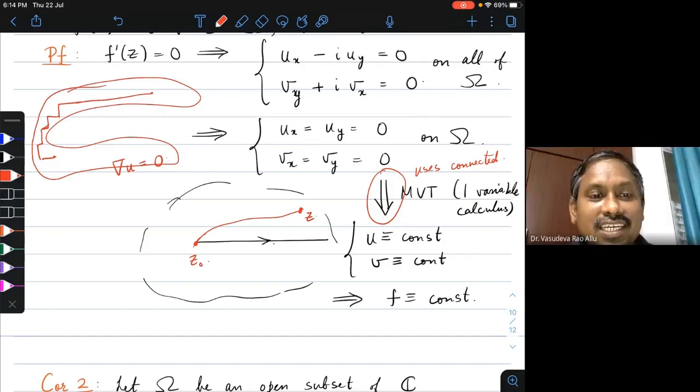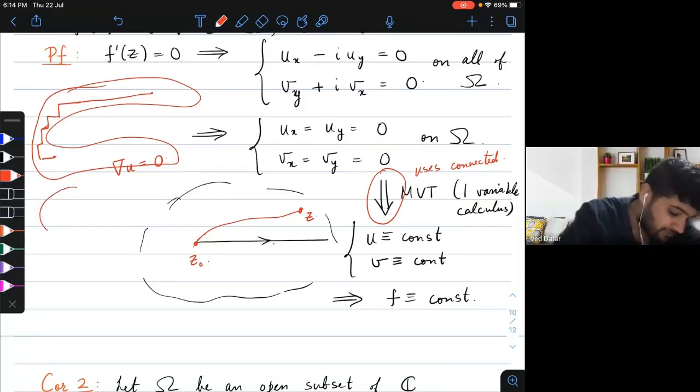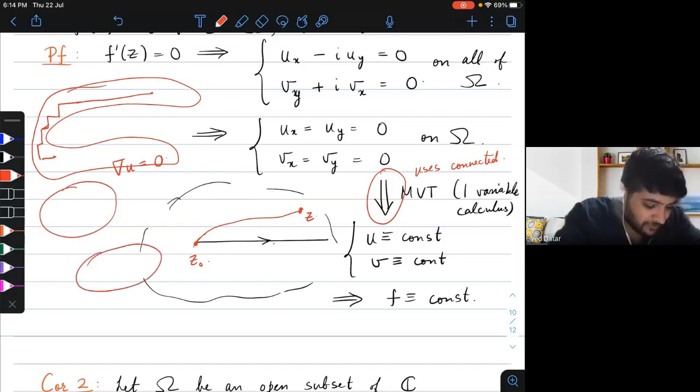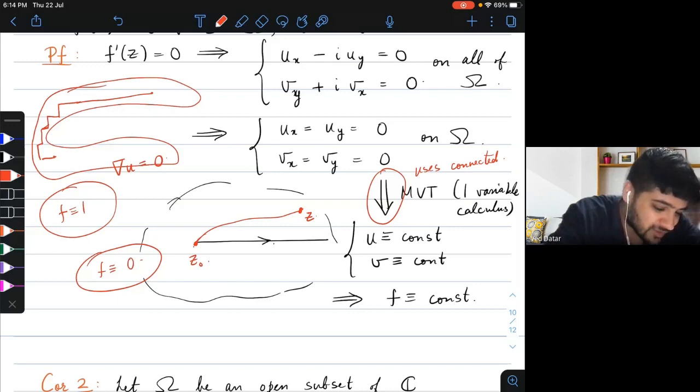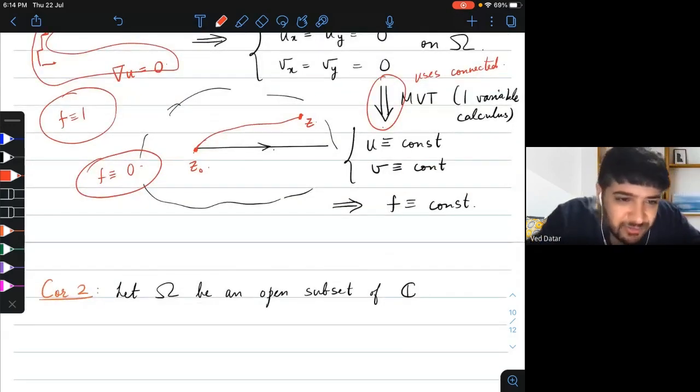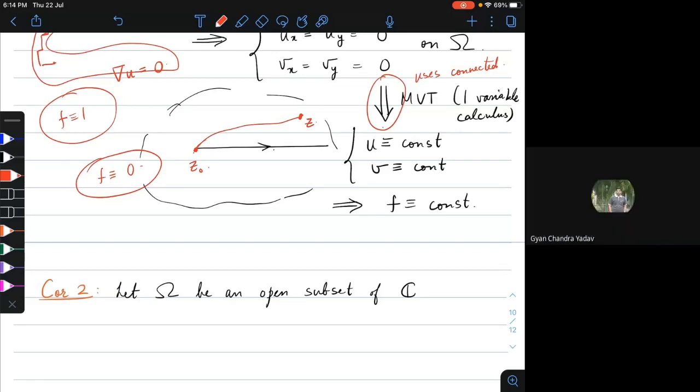If we remove the connectedness, f dash of z can be 0, but f need not be constant. Yeah, of course. If omega consists of two connected components, you can very well have that f is identically 1 here, f is identically 0 here, right? And the derivative is 0, but f is not constant. Okay, so connectedness is used in this step. Okay, does that answer your question? Yes, sir.